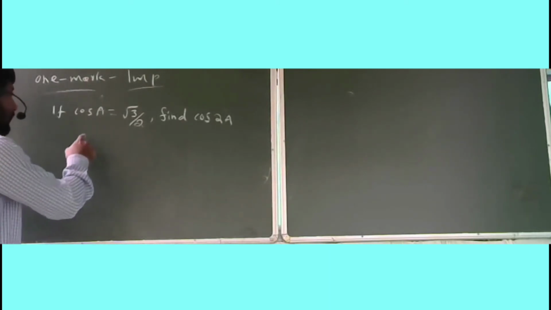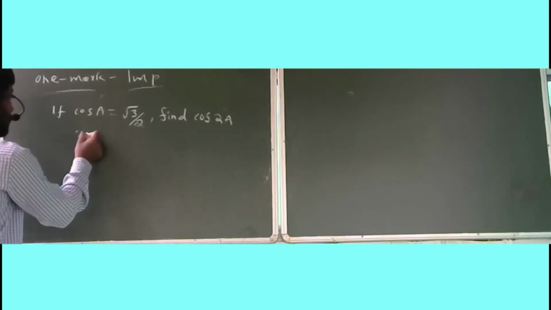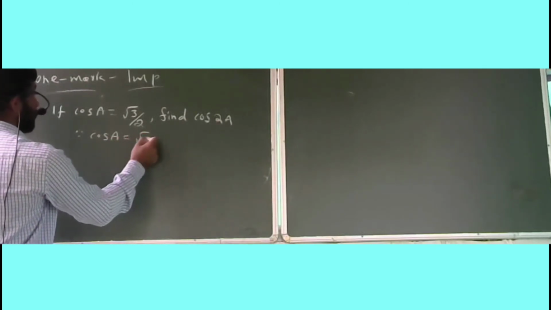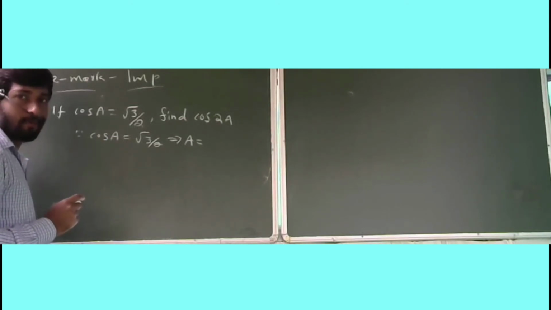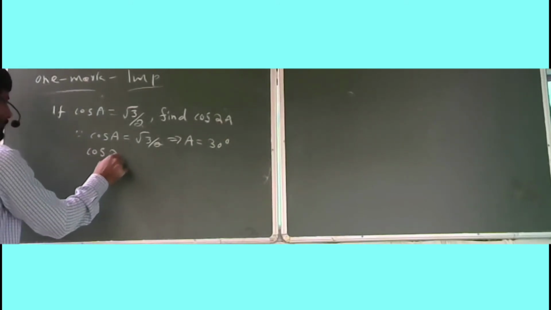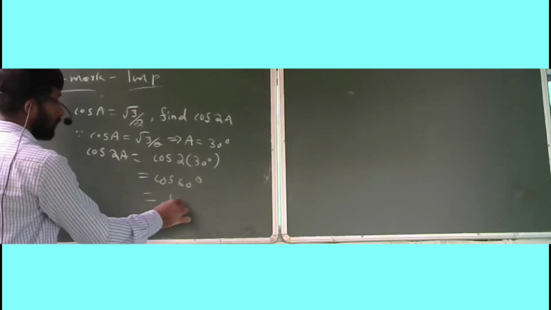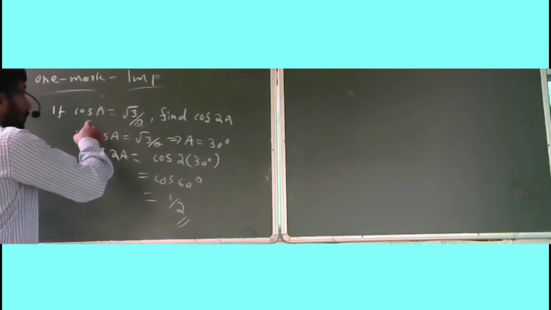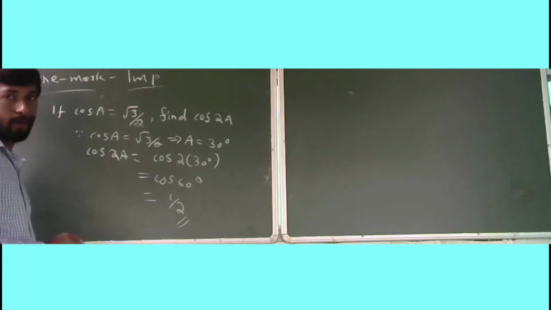Similar to the previous question. Cos A equal to root 3 by 2. Find cos 2A. Since cos A equal to root 3 by 2, this implies A value is equal to, when cos value is root 3 by 2, that is 30 degree, right? A value equal to 30 degree. Cos 2A is asked. Cos 2A is equal to cos of 2 into 30 degree. It's equal to cos 60 degree. Cos 60 degree value is equal to 1 by 2. Therefore, cos A equal to root 3 by 2 implies cos 2A value is equal to 1 by 2.